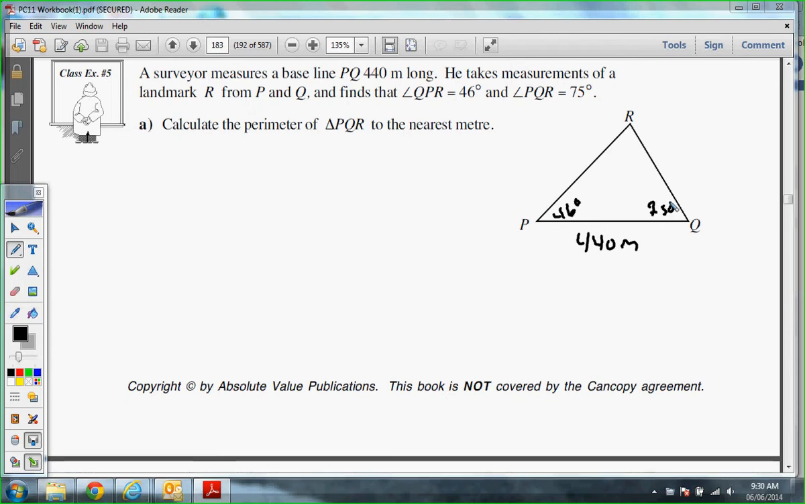Okay, let's make sure I got those right. QPR, yeah. Okay, and PQR. So we don't know this side, but they want us to figure out the perimeter. Well, we do know angle R, because we can add those up. So let's do that really quickly. That's going to be 110, 121, so we should get 59 up here. 180 minus 121.